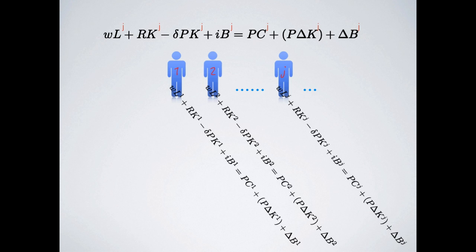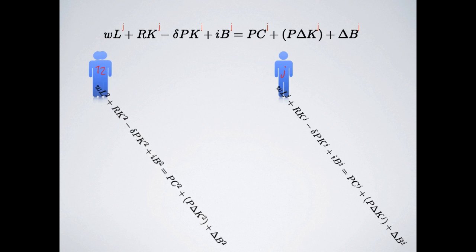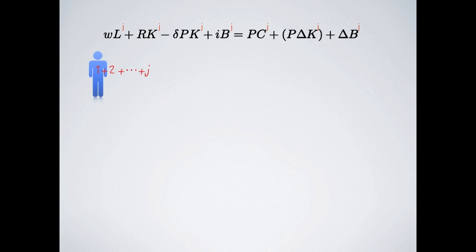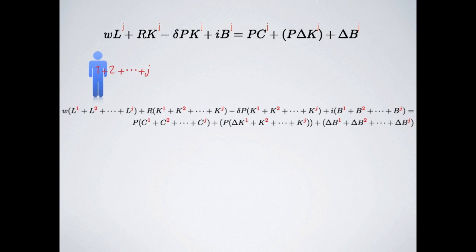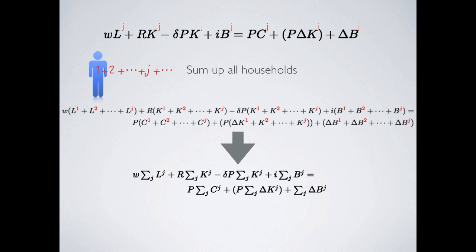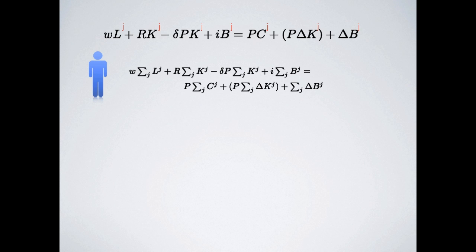Then we can sum all these households together into one single representative household. When we sum all of them together, we have the following aggregate household budget constraint for this jumbo household. We usually like to use the summation notation to denote the aggregate. That's what we see on the bottom of the slide. So now we focus on this aggregated household budget constraint.